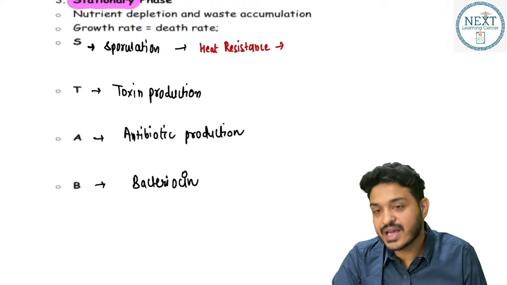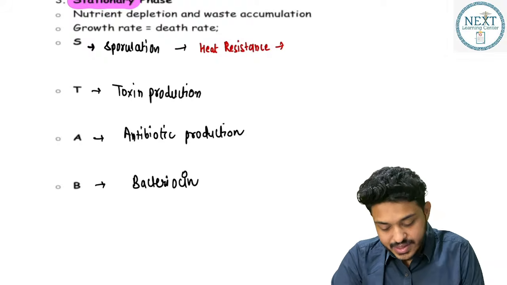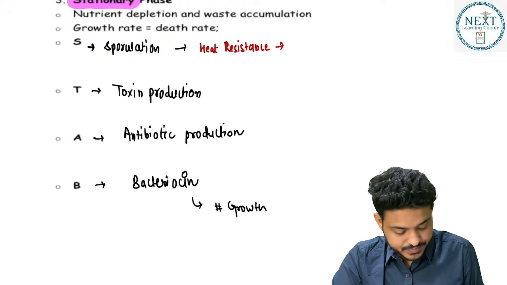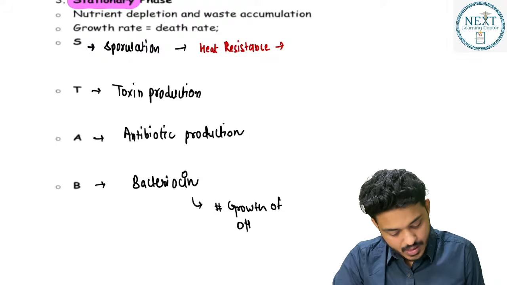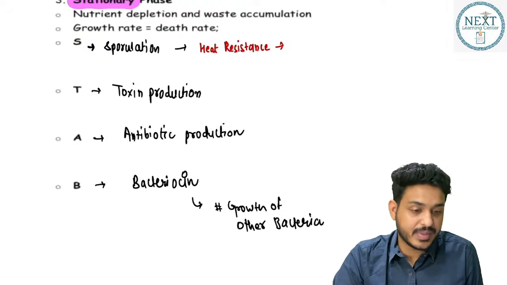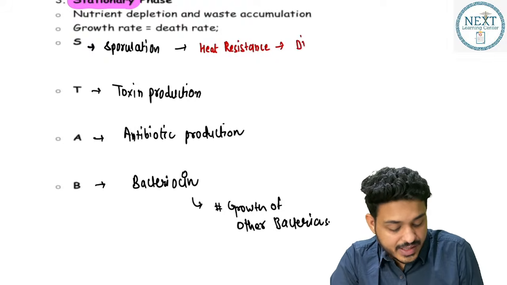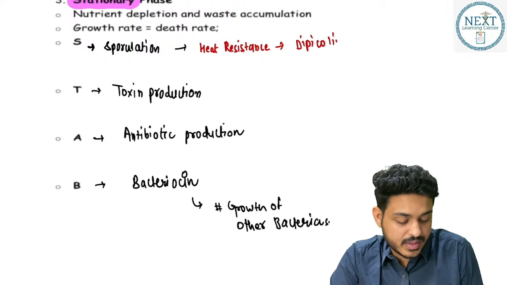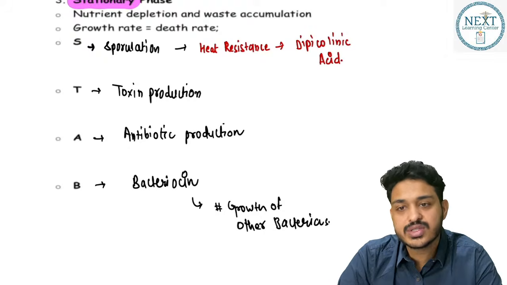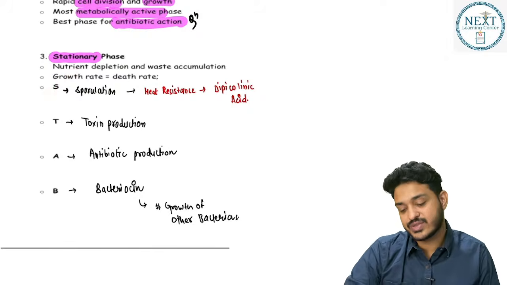Bacteriocin production, right? They are going to make what? Bacteriocin, and this bacteriocin is going to inhibit the growth of other bacteria. What is the role of this bacteriocin? It is going to inhibit the growth of other bacteria, right? Very good, Mahesh. This is going to be dipicolinic acid, which is going to make these spores heat resistant, right? So this is your sporulation, or spore formation, right?